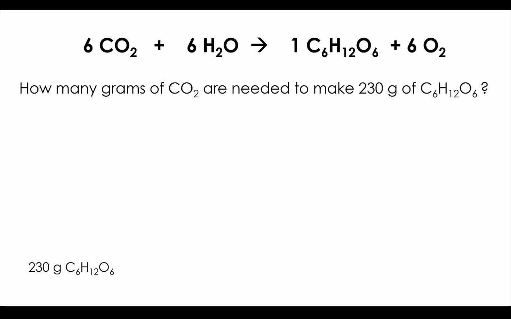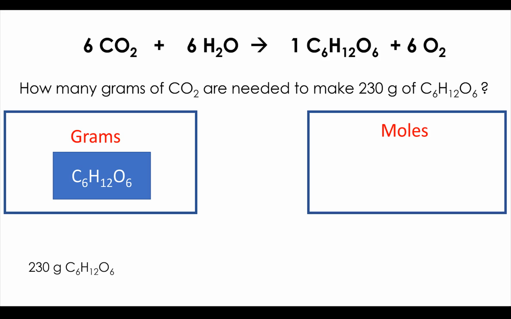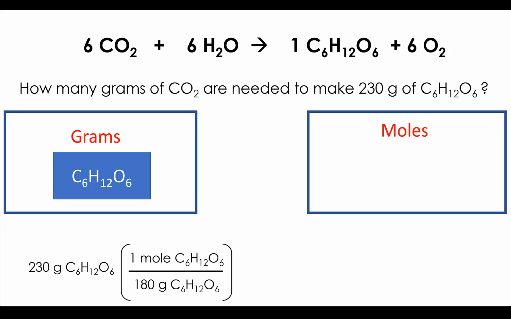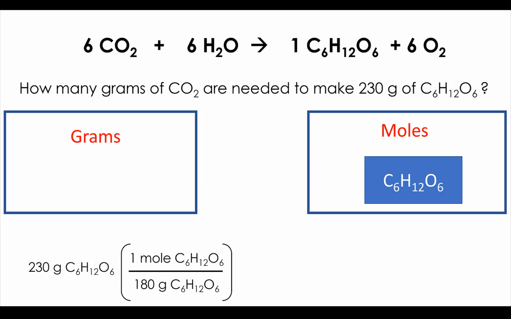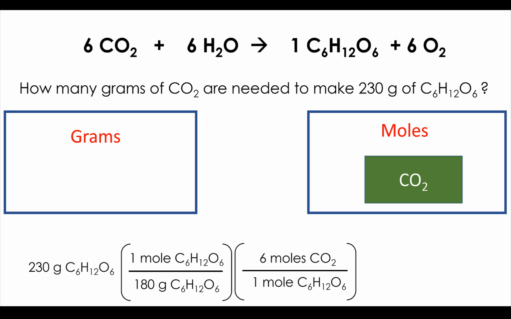So I'm going to start with 230 grams of glucose. And I need to take my representation in grams and turn that into a representation in moles. And I'm going to use glucose's molar mass. When I multiply by this fraction, I'm moving from grams to moles. Now what I need to do is transform this amount of glucose into the associated amount of carbon dioxide. And I use the mole ratio between carbon dioxide and glucose to do so.